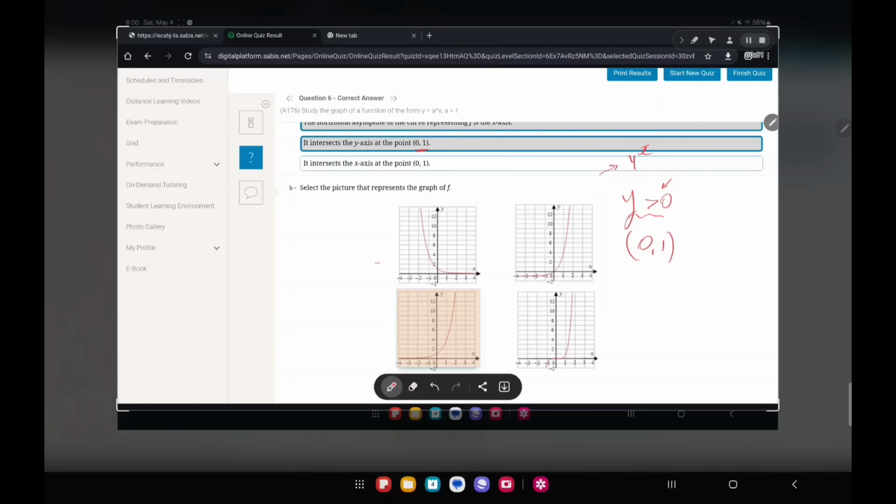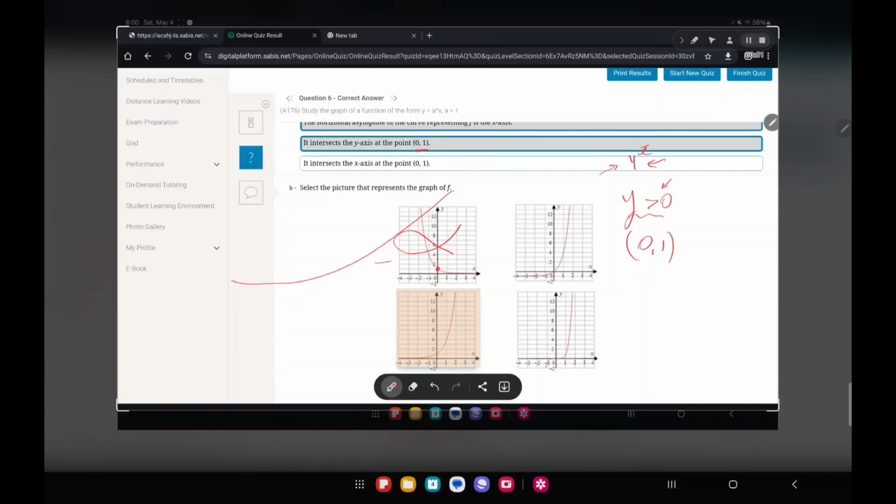So let's take a look. Here, it passes through 0, 1. And y is always greater than 0, right? But one thing here is that it's decreasing. When did I ever say that the exponential functions are decreasing? The exponential functions are increasing, unless they say 4 to the power of negative x. If they say 4 to the power of negative x, that's when it starts decreasing. But in this case, do you see any negatives? It's just 4 to the power of x. So obviously, the first one's wrong.